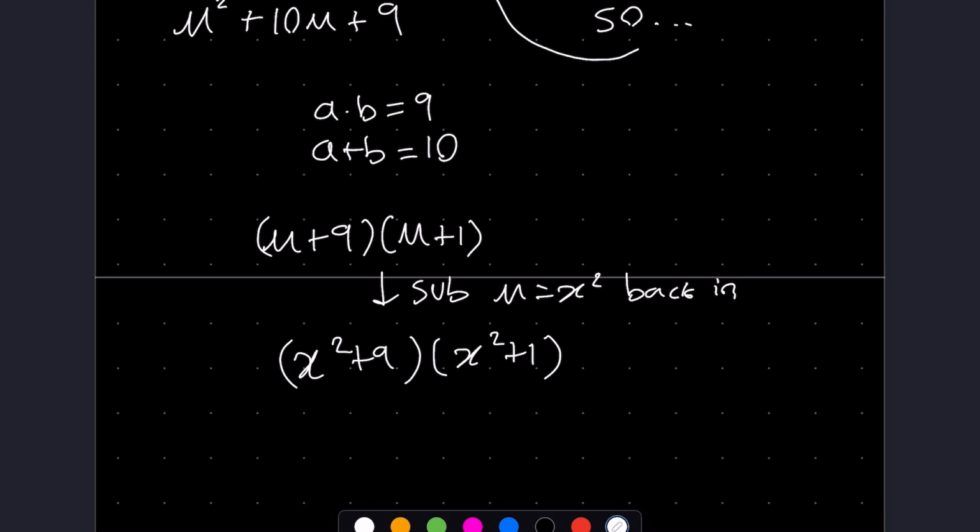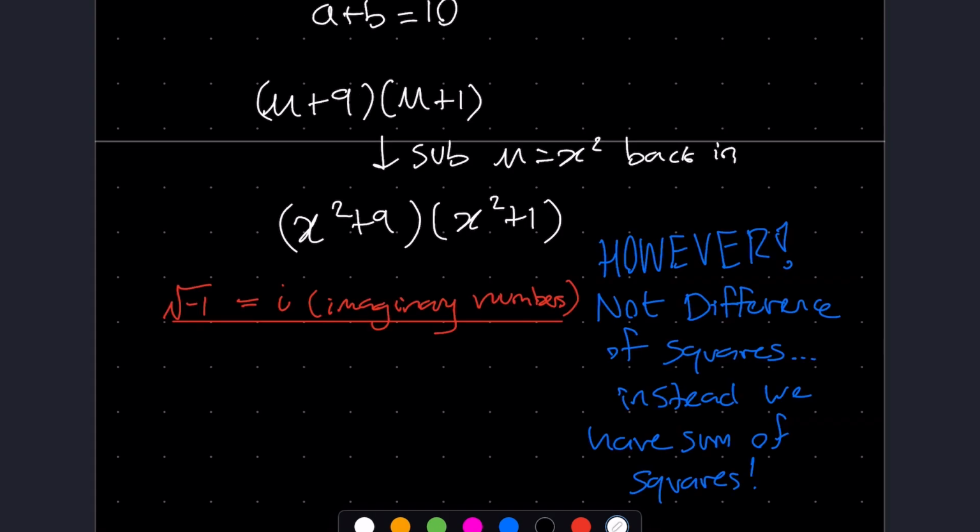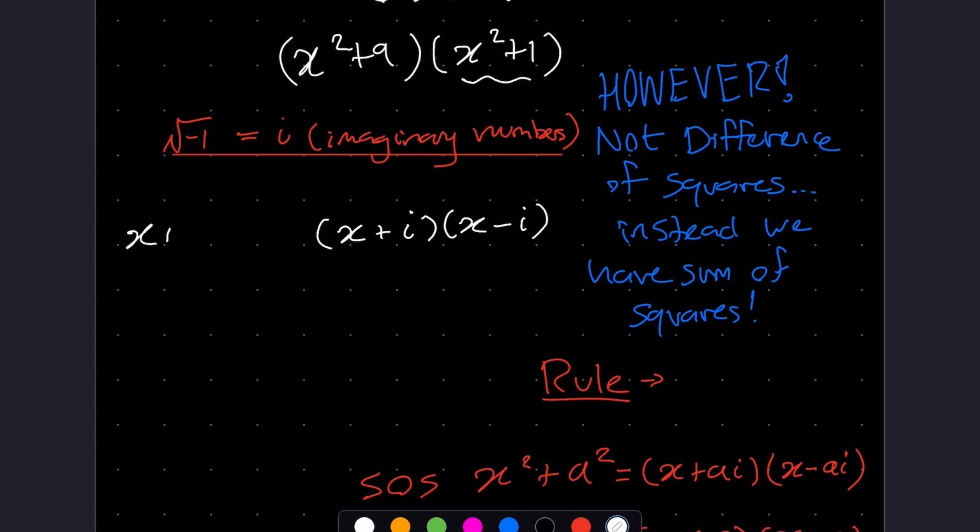Now the problem here is that we no longer have a difference of squares. You note that x squared plus 9 is not the same as x squared minus 9. So how are we going to deal with it? The answer is imaginary numbers, and I'm not going to go over the proof right now. I can if you just write proof in the comments and I'll go over it. But essentially what we're going to do is treat it as x plus b times i, times x minus b times i. So it's the same as difference of squares, just with i.